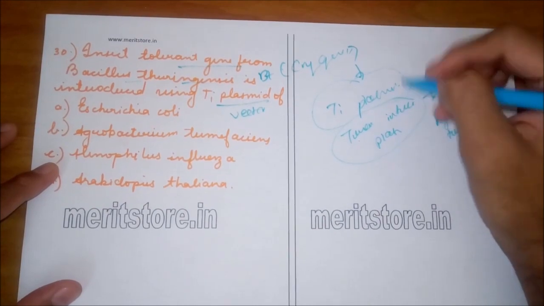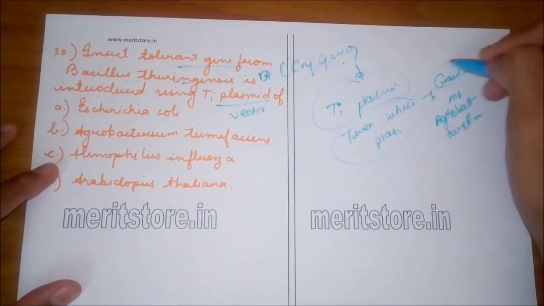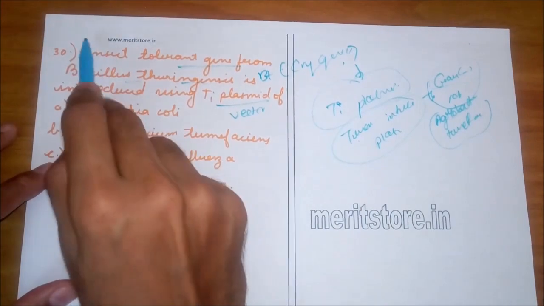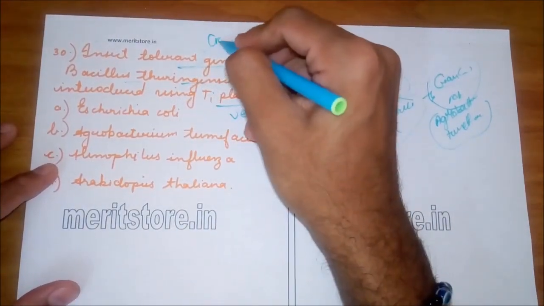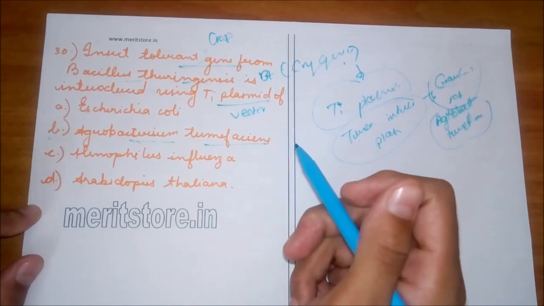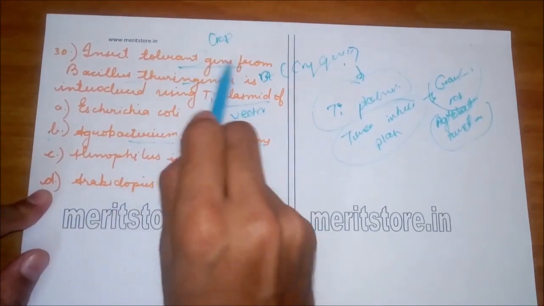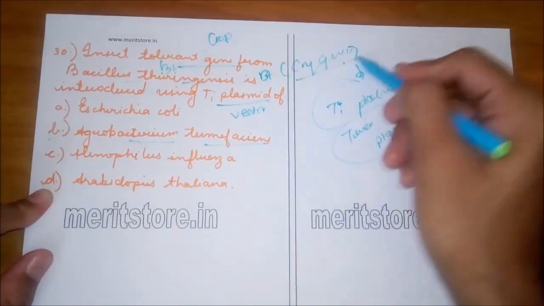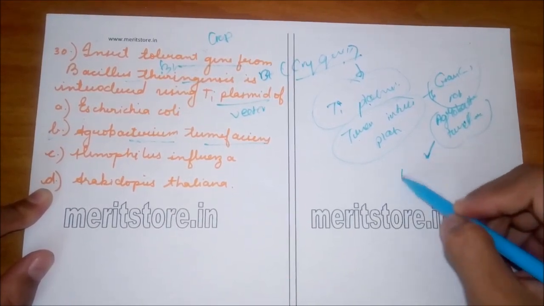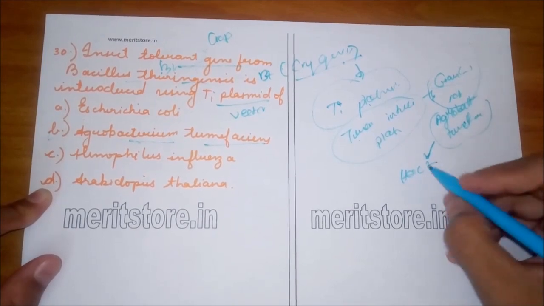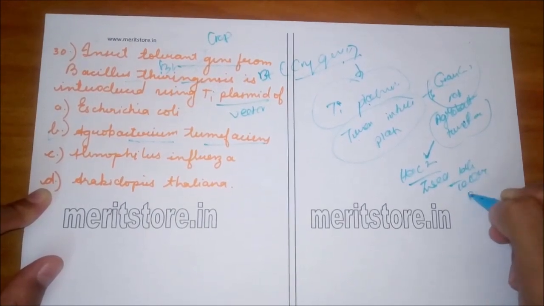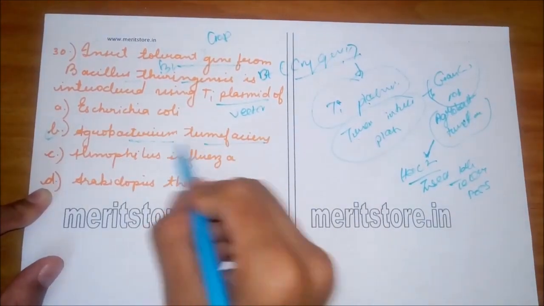So this Ti plasmid, obtained from this gram negative bacterium, helps in incorporation of the desirable gene, so it acts as a vector. So these cry genes are incorporated into the Ti plasmid of Agrobacterium tumefaciens to obtain insect tolerance in the crop, that is, tolerance against pests. So the correct answer is option B, which states Agrobacterium tumefaciens.